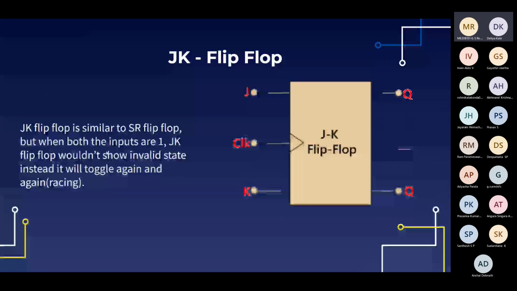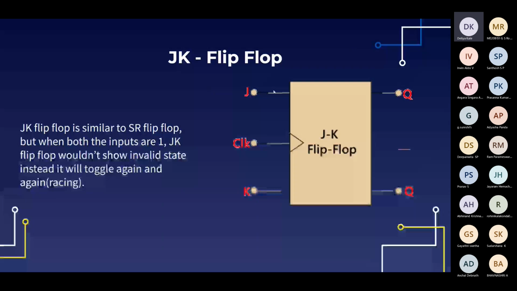So as Irwin explained what SR flip-flops are, JK flip-flops are very similar to SR flip-flops. The only difference is that in SR flip-flop, when both S and R are equal to 1, that was an invalid case because you can't have set and reset simultaneously. In JK flip-flop, if you have J and K both equal to 1, you will see toggling. There will be toggling again and again, or you can say racing.